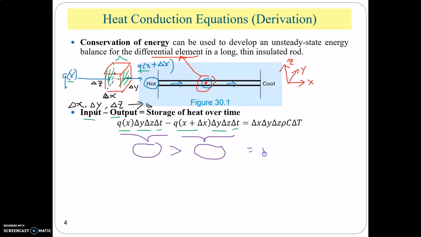element, which can be computed by mc theta, where your mass is equal to the rho multiplied with V, where your rho is equal to density, your volume is equal to delta x, delta y, delta z, which is the volume for this element. And then delta T is the change of temperature, which is equal to your theta. So this is the storage of heat over the time equation here.